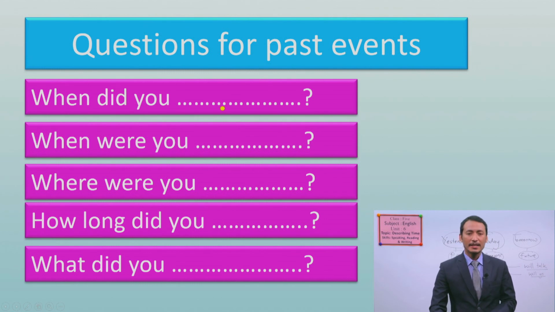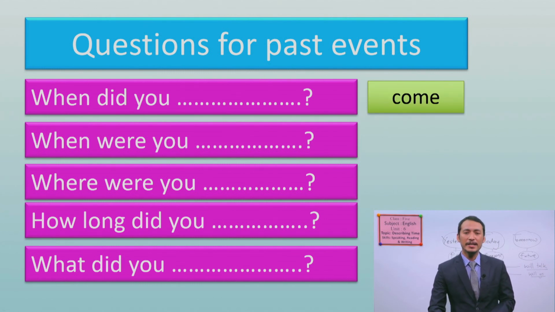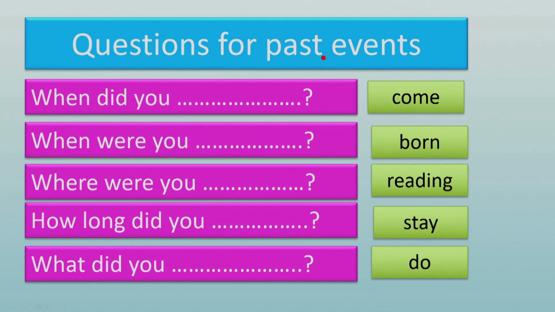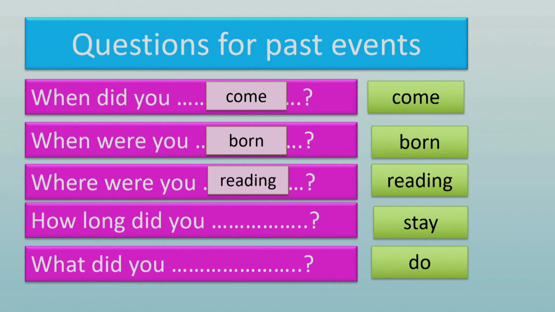And let's look at the verbs that we can use here. Come, born, reading, stay, do. When did you come? And you can say, when were you born? You can say, where were you born? How long did you stay? What did you do?